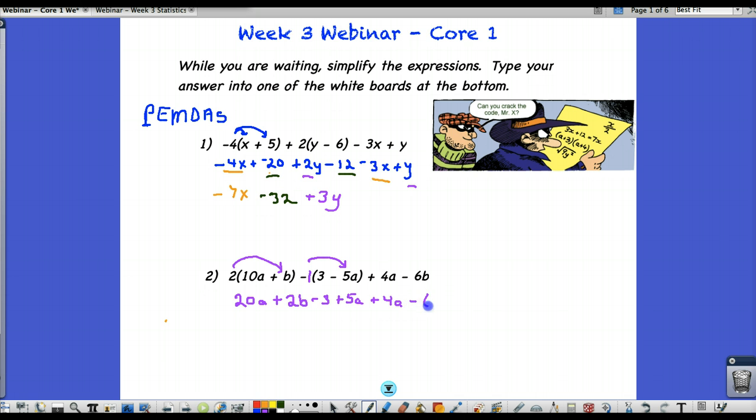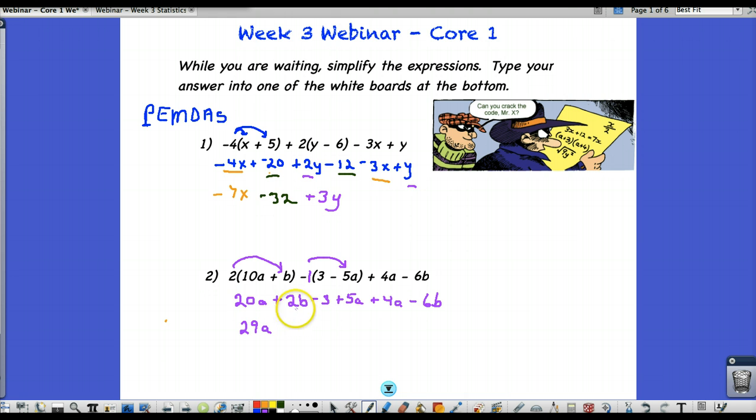And then I'll just go ahead and write the rest of everything out so I don't forget it. And now it's as simple as adding and subtracting. So we're going to add our a's together. We have 20a plus 5a is 25a plus 4a is 29a. Okay.